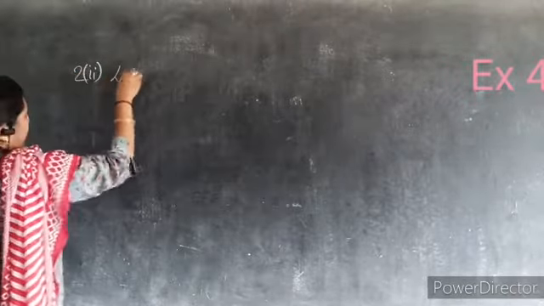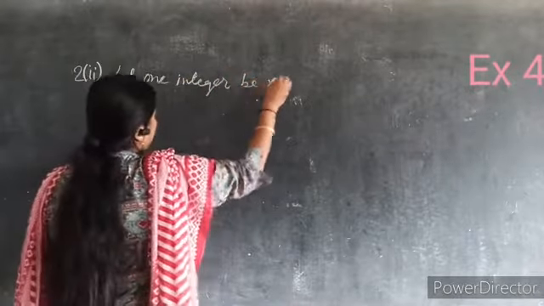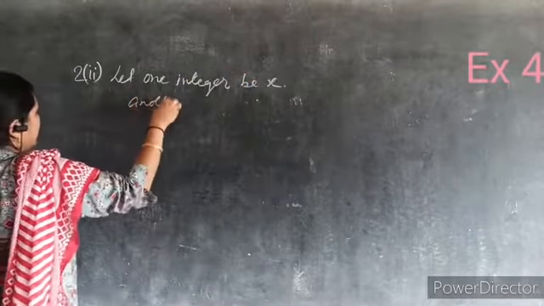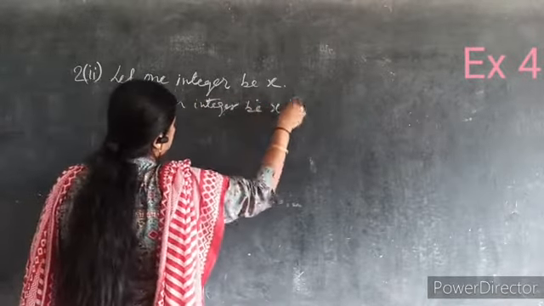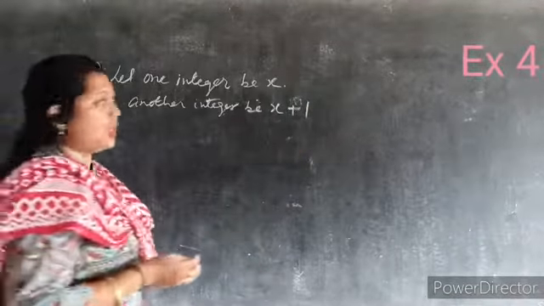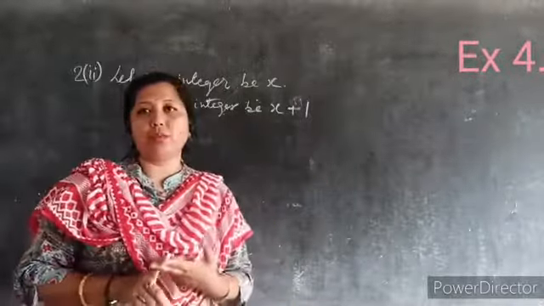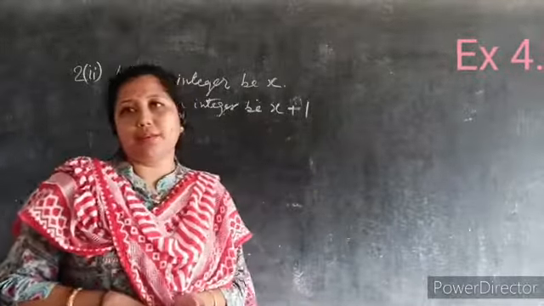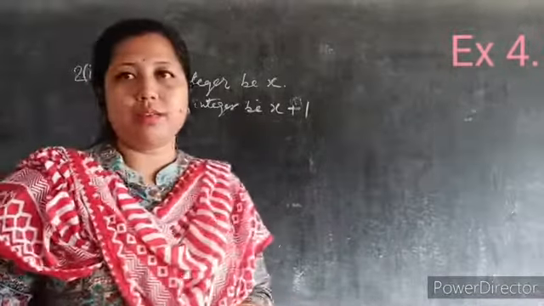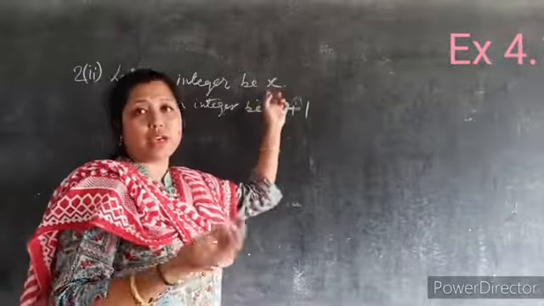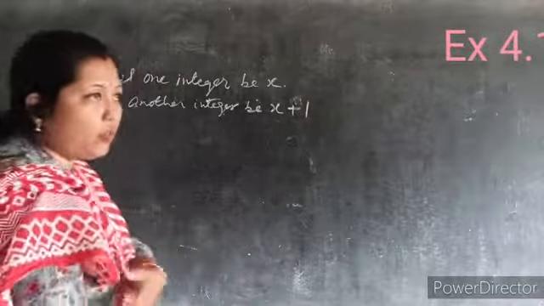So let one integer be x. Okay. So the another integer will be x plus 1. Suppose if you are getting the answer to be 1, another number will be what? 1 plus 1, that is x plus 1. We are getting 2. So they are consecutive. Consecutive means what? One after another. If your x is 2, the next number will be 2 plus 1, that is 3, because it is consecutive, one number after another.